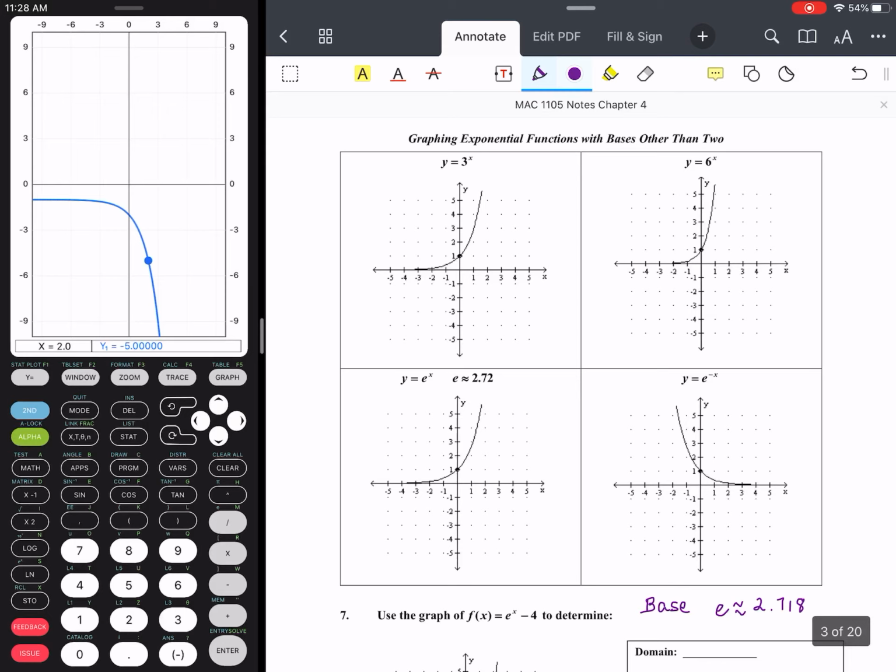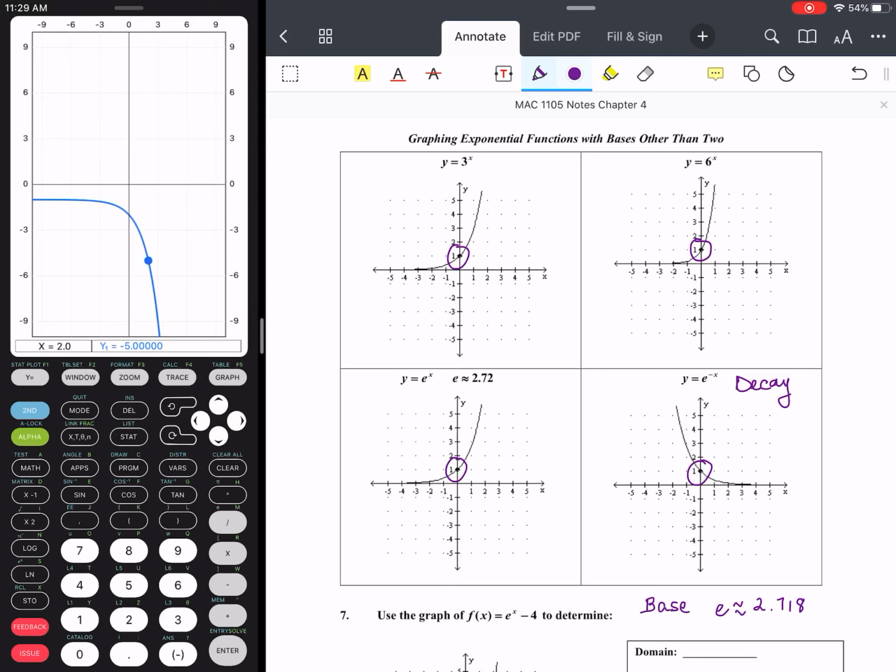All right, and on the next page, we've just got a few other examples of these exponential functions. Y equals 3 to the power x. Notice that it passes through the point 0, 1. Y equals 6 to the power x passes through 0, 1. Y equals e to the power x, again passes through 0, 1. And y equals e to the power negative x, this is a decay function. The others were growth functions. Again passes through 0, 1.